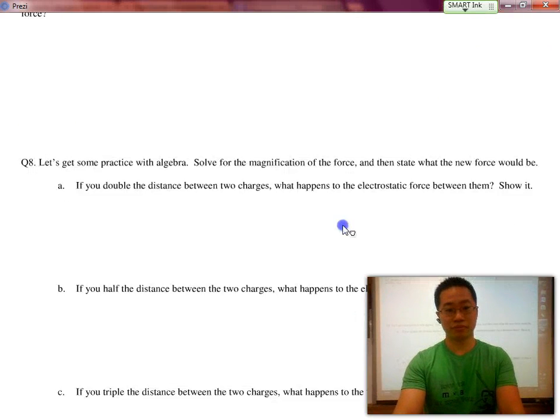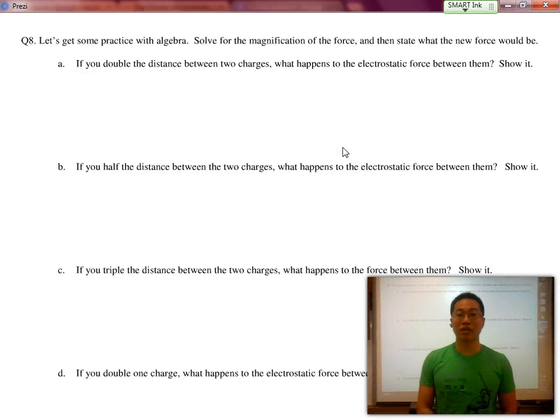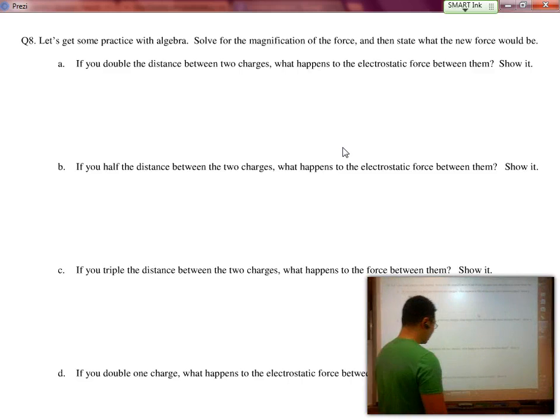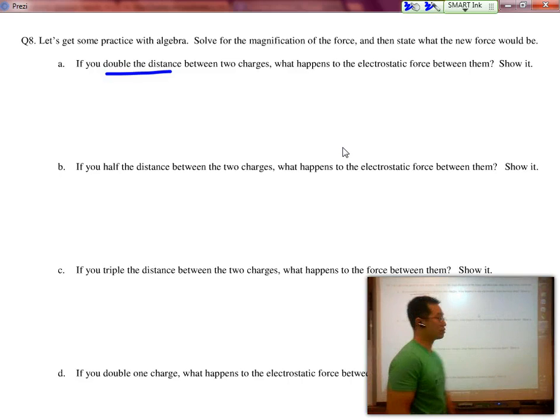Now, also be aware that some of the more common types of problems with Coulomb's law involve multipliers. And in this case, they ask, we'll just do a couple of examples. If you double the distance between the two charges, what happens to the electrostatic force?